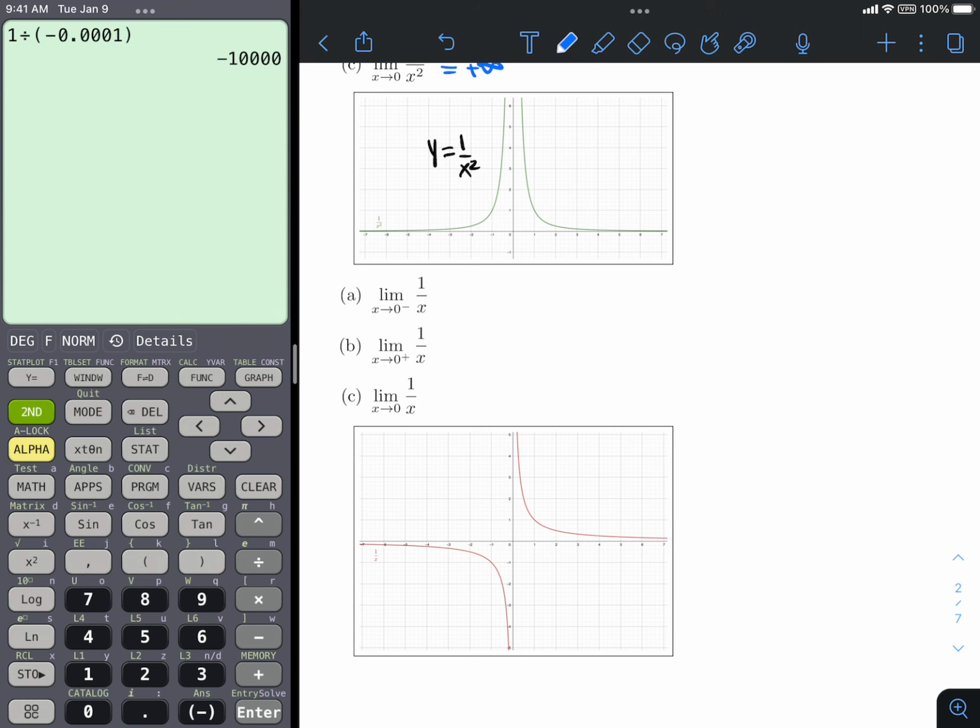So the smaller I make the x value, the bigger the y value becomes. That was even out of the reach of my calculator, too many digits for it. But the smaller I make my x value, the bigger my y value becomes, but it still has a negative sign because I'm not squaring x this time, so this is just minus infinity. Okay?